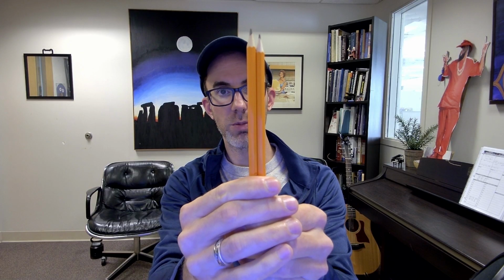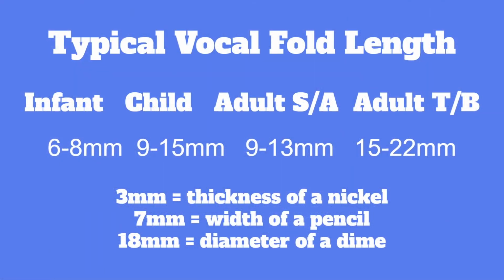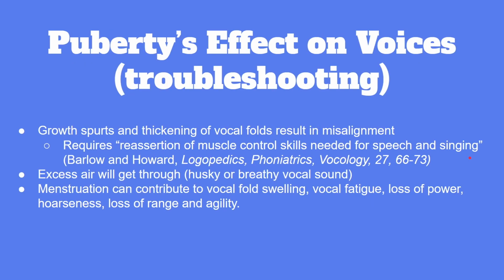Super small. Usually when we see videos of vocal folds, and you can look those up on your own, they look a lot bigger because it's zoomed in, right? But they're very, very short. And you can also see in here how the adult tenor bass one drops a lot, it gets a lot bigger. Still pretty small, but it is bigger.